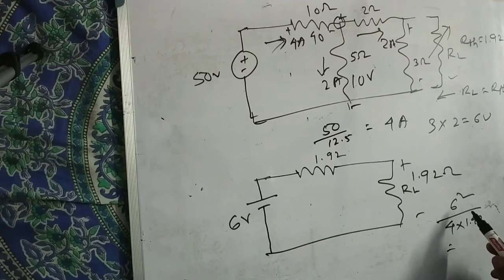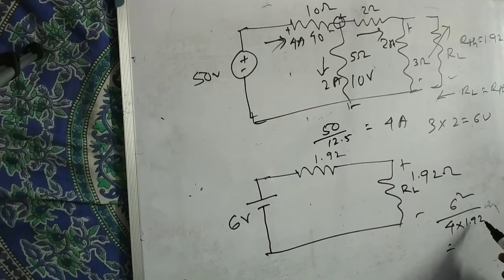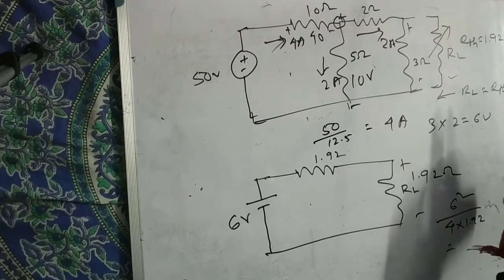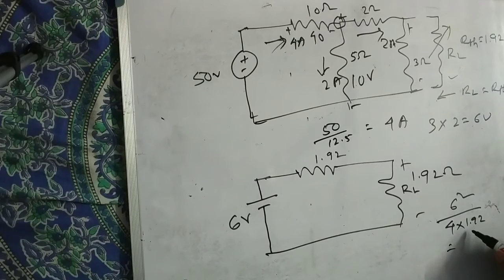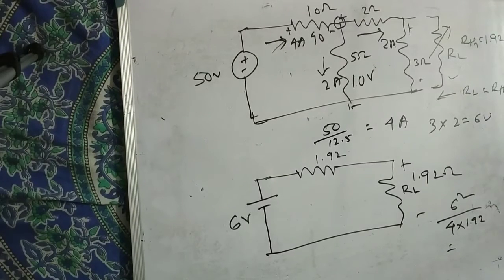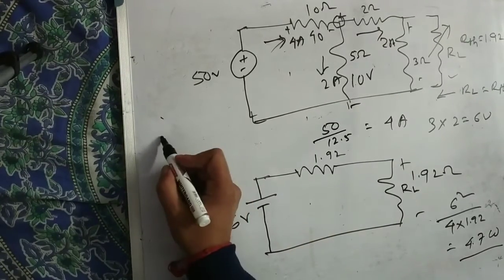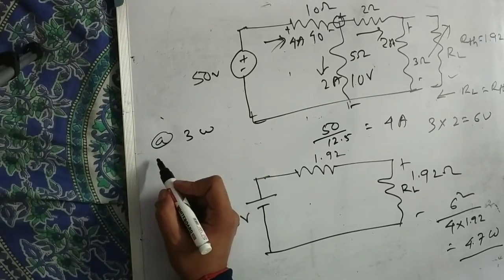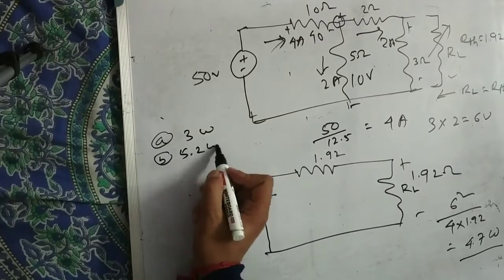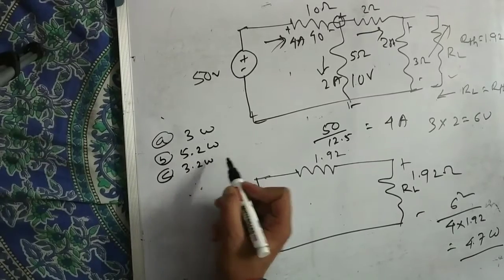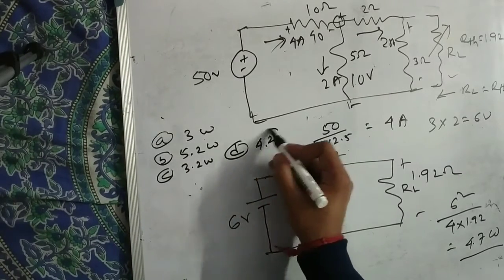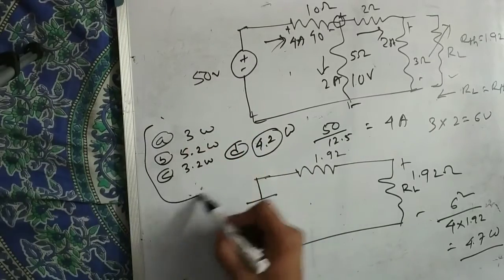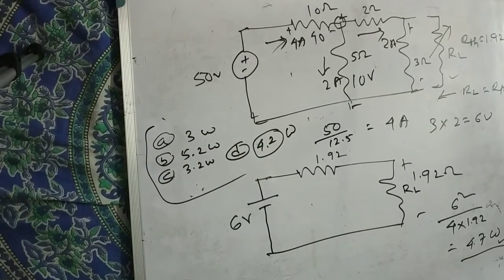We have found RTH equal to 1.92. So 9 by 1.92 is 4.7 watt. This is the correct answer. But this question has 4 options: A is 3 watt, B is 5.2 watt, C is 3.2 watt, and D is 4.2 watt. So all the given answers are wrong. The right answer is 4.7 watt.